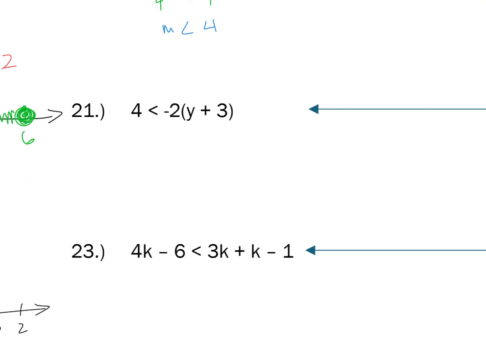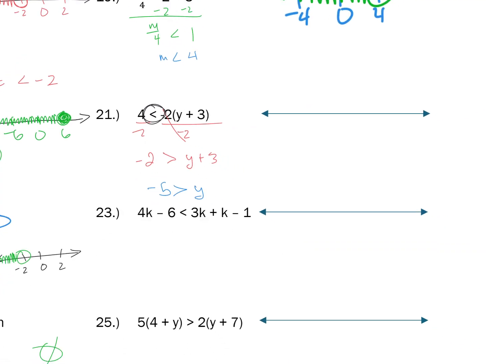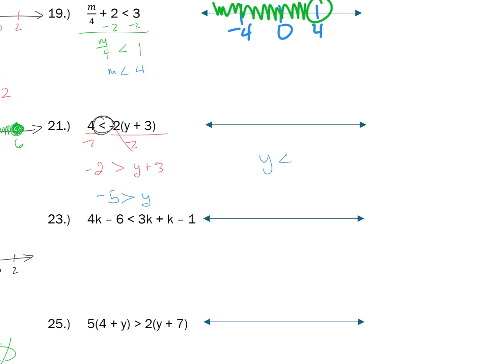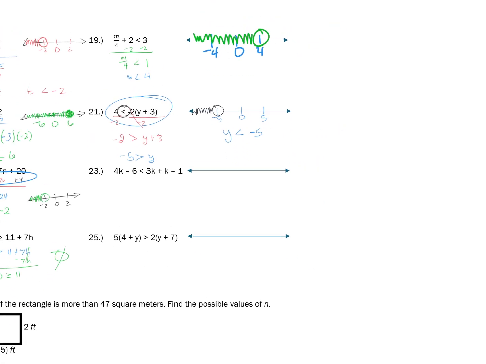21. I would like to divide by -2. I will cancel those -2s, and I get -2. Flips this inequality to greater than y plus 3. Subtract 3 to get -5. And because I just like to flip this around, y is less than -5. 0, 5, -5. Open dot there, y is all the numbers less than -5.